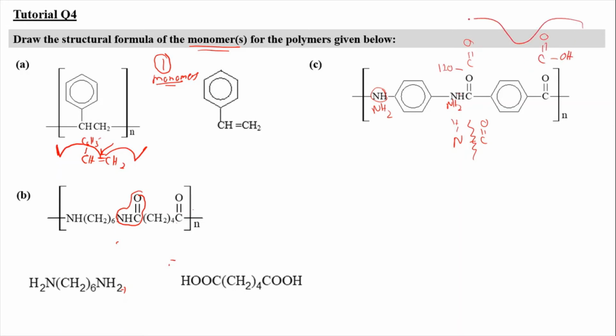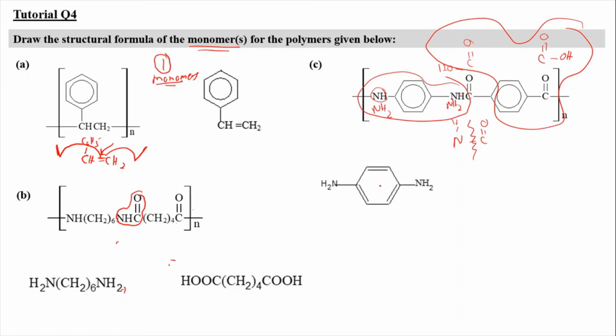So you're going to get one monomer here and another monomer here. You're going to get 1,4-benzene diamine, and you're going to get 1,4-benzene dicarboxylic acid as your monomers. So you need to write both. Same goes for here: for addition reaction, you write it one time is okay, because it involves the same monomers. Okay, so that's all for tutorial question number 4.